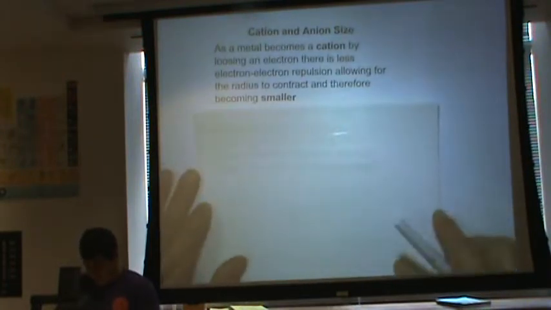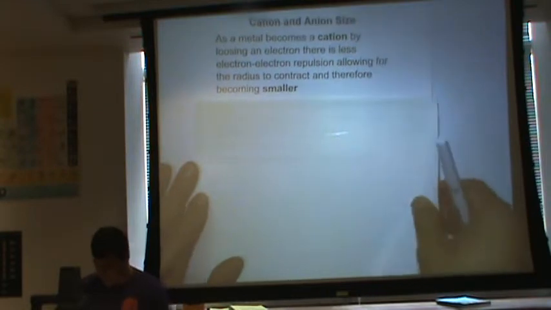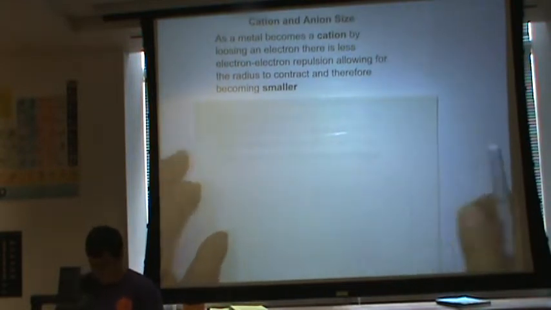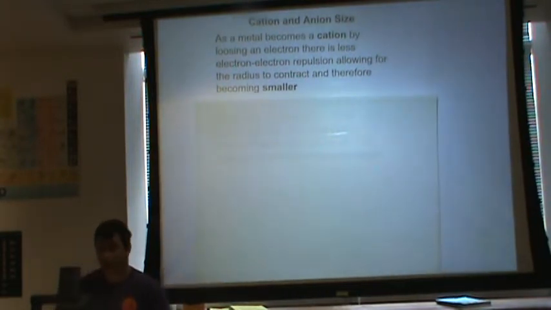As a metal becomes a cation, by losing electrons, there is less electron-electron repulsion, allowing for the radius to contract and therefore become smaller. So as you lose these electrons, it becomes more positively charged, which means that the nucleus can pull in those electrons closer to itself, meaning that the radius for that ion is going to become smaller.